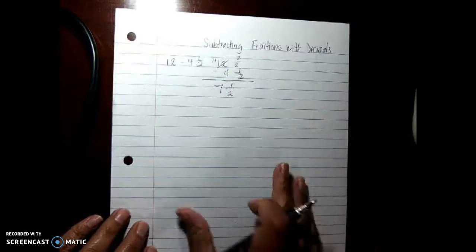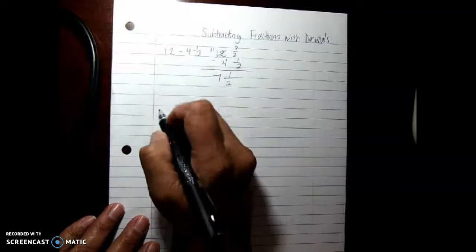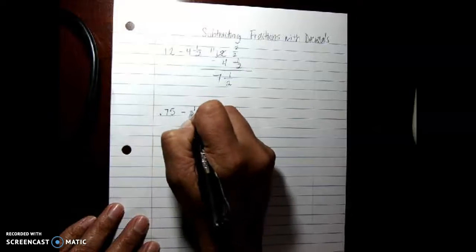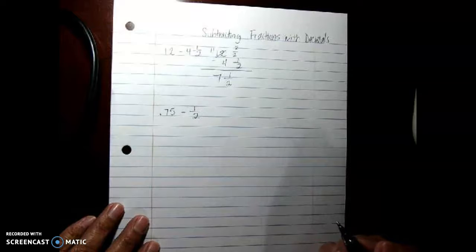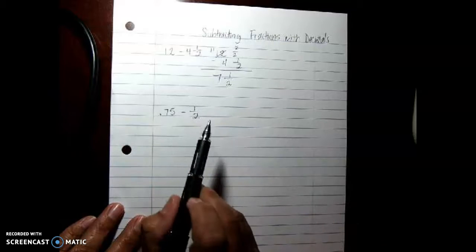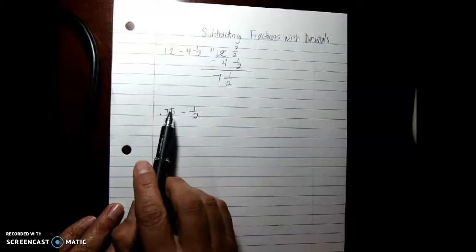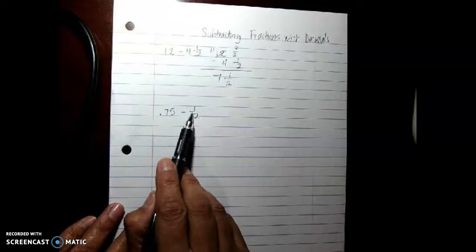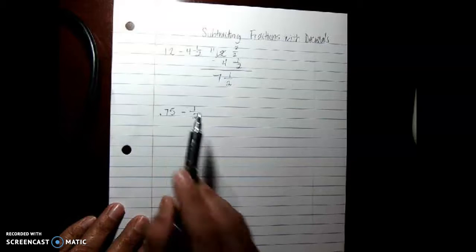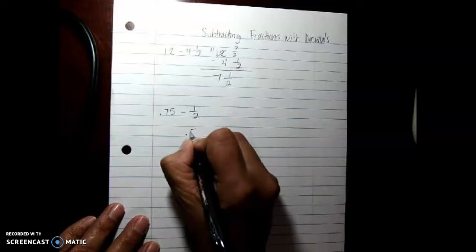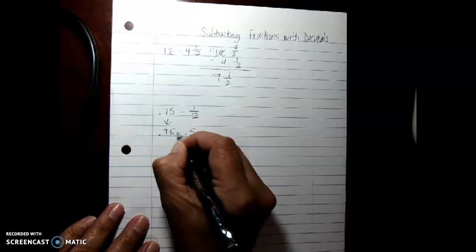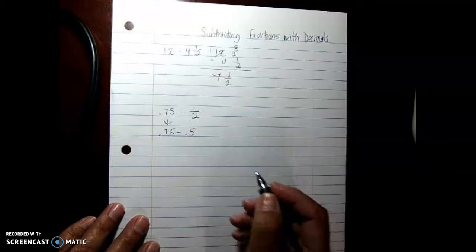All right, the next one, we are going to have 0.75 minus 1/2. So I want to either change this to a fraction or this to a decimal. To me, this is easier to change to a decimal because remember, the fraction line means division. So we would go 1 divided by 2 and get 0.5. And so I'm just going to bring that down, 0.75. So 0.75 minus 0.5.